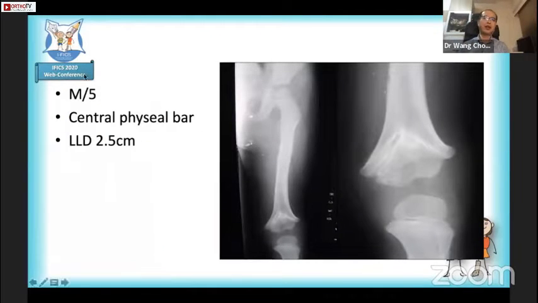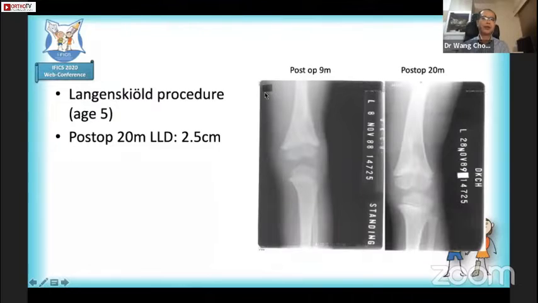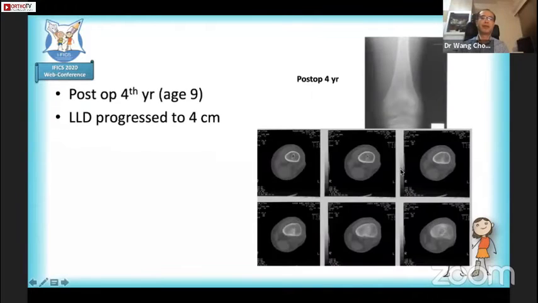And this is a case example: a 5-year-old boy with a central physeal bar. The exact cause is unknown. He presented with a leg length discrepancy of 2.5 centimeters. A Langenskiöld procedure was performed with a bone window over here, and the bar was removed. The leg length discrepancy remained static 20 months after the initial surgery, and you can see the gradual reduction of the tenting.